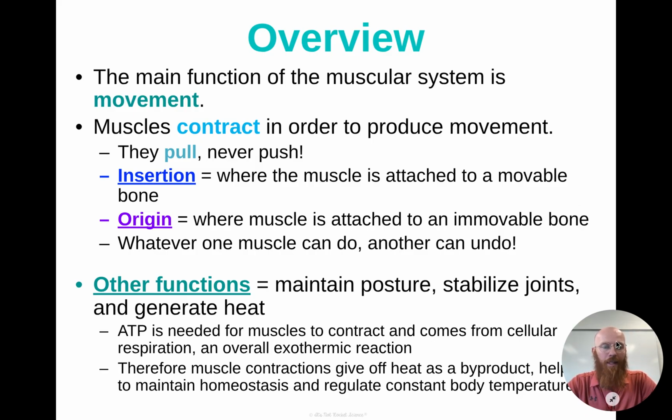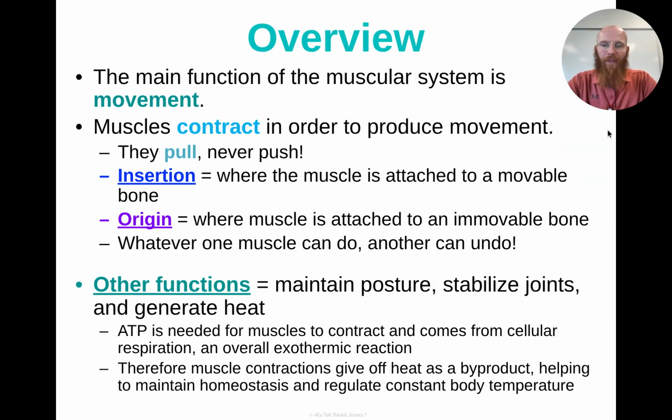That little jerky muscular movement actually helps your body generate some heat. It's also important to note here at the bottom that ATP, your body's energy currency, is needed in order for muscles to contract, and comes from the process that we define as cellular respiration. It's overall exothermic, meaning it gives off heat. Therefore, muscle contractions give off heat, and this helps to maintain homeostasis and regulate constant body temperature if your body temperature is dropping. Again, this goes back to shivering.